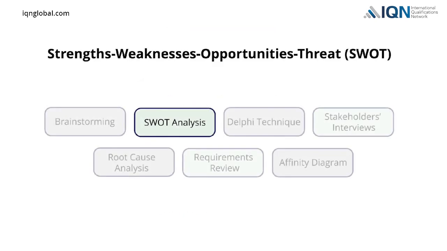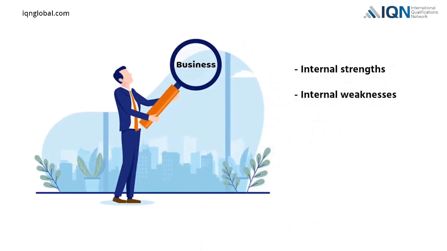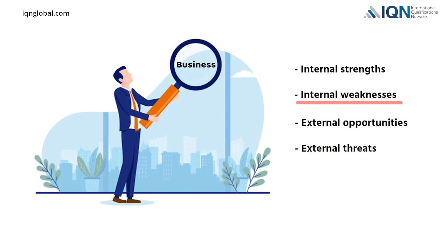Strengths, weaknesses, opportunities, threats. SWOT analysis is generally used as a planning tool for analyzing businesses. It looks at internal strengths and weaknesses and opportunities and threats in the external environment. Internal weaknesses and external threats are considered potential risks for the project.